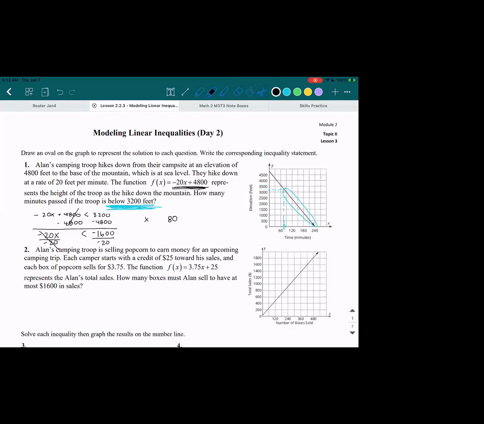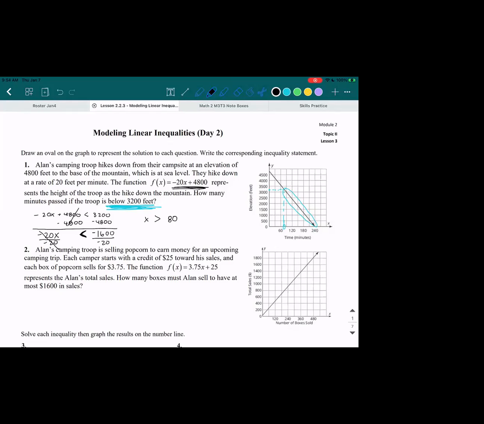You will also notice that I didn't write the symbol again. When you divide by a negative when you're solving inequalities, you're actually going to flip the symbol. So now it should be x is greater than 80. I'll give you an example to show that again in a little bit, but just take my word for it right now that when I divide or multiply by a negative when solving inequalities, you must flip the symbol. So the less than now becomes x is greater than 80.